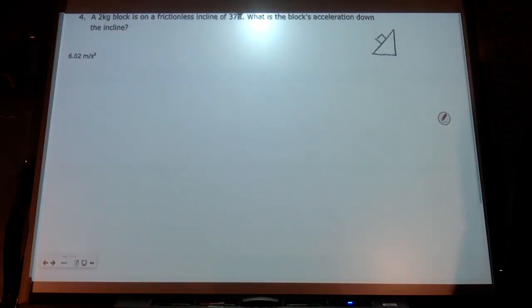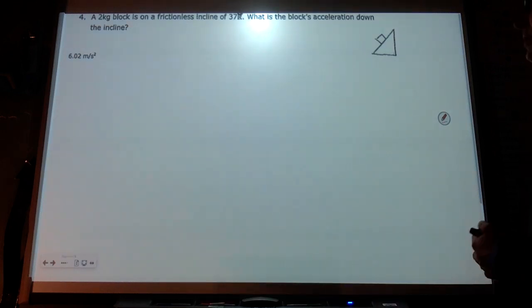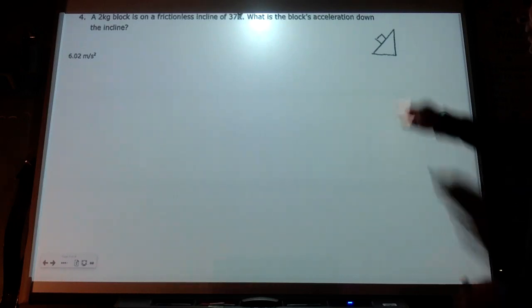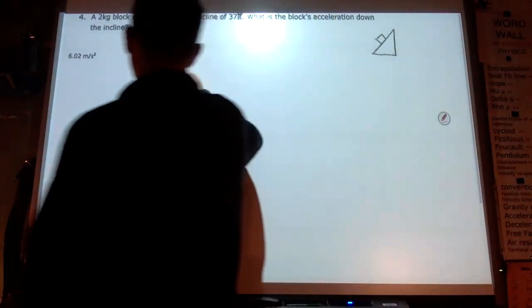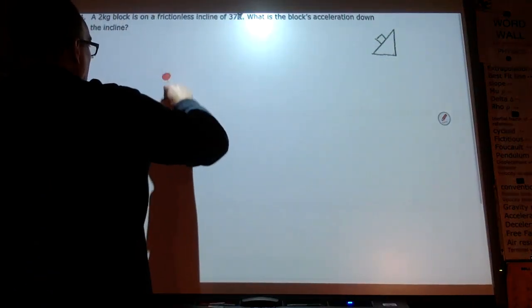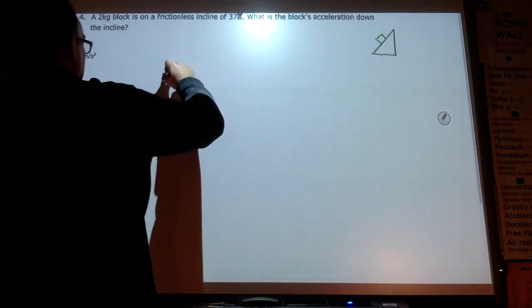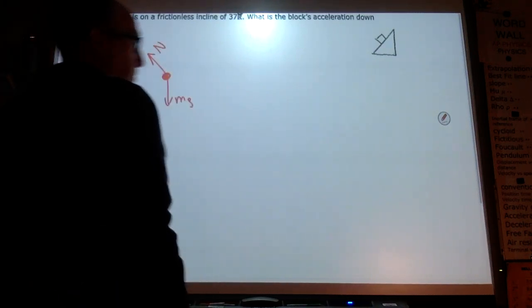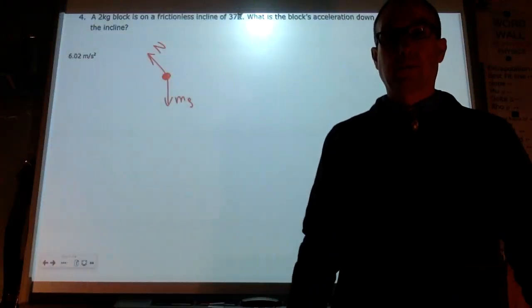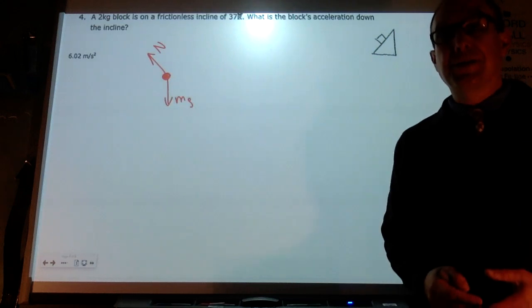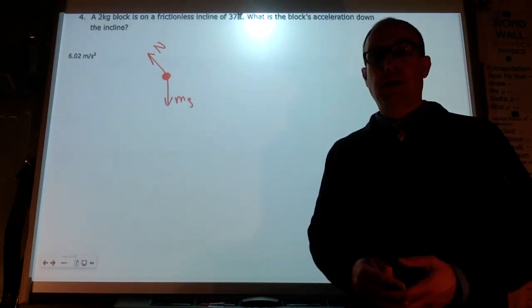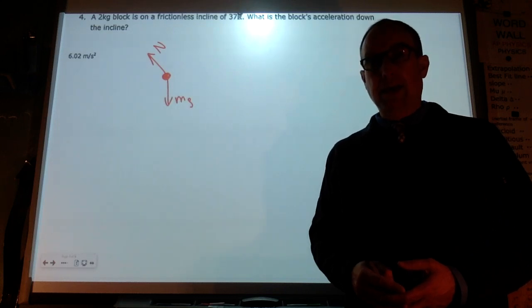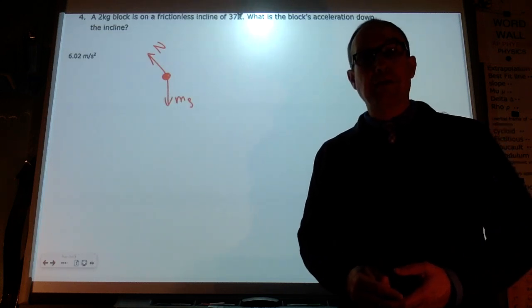All right. A 2 kilogram block is on a frictionless incline of 37 degrees. What is the block's acceleration down the incline? I have a picture here of what my block looks like. So if I do my free body diagram, weight is still straight down, and normal would be perpendicular, and that's it. So in this case, the weight is both balancing the normal and it's accelerating it down the incline.